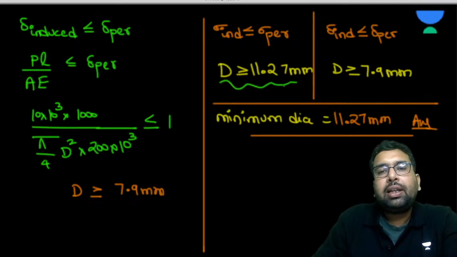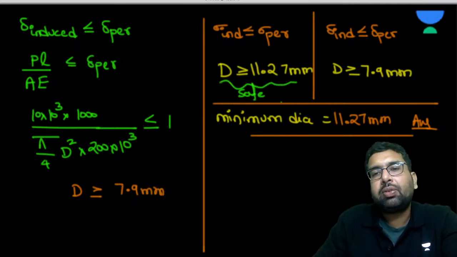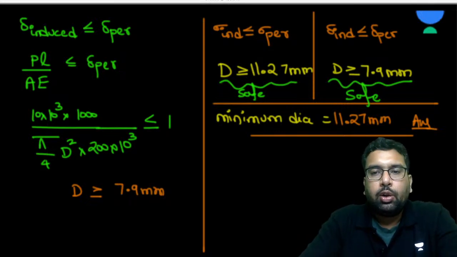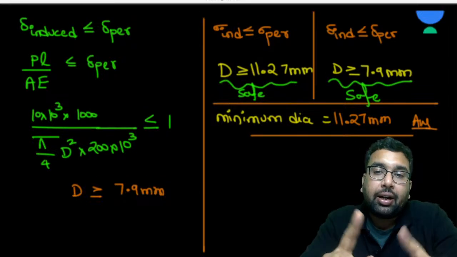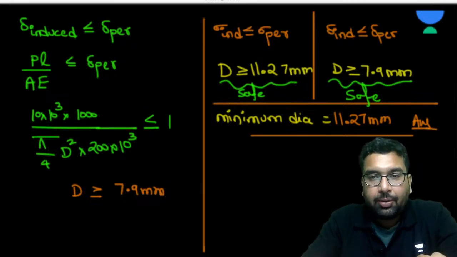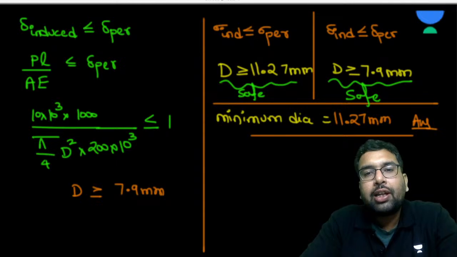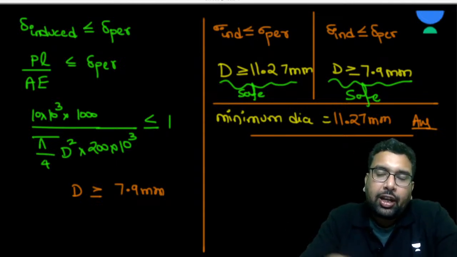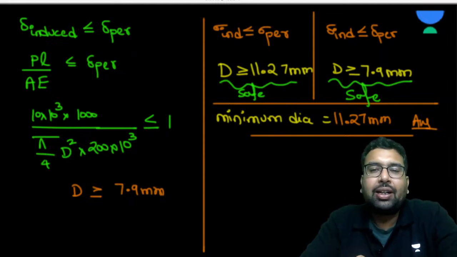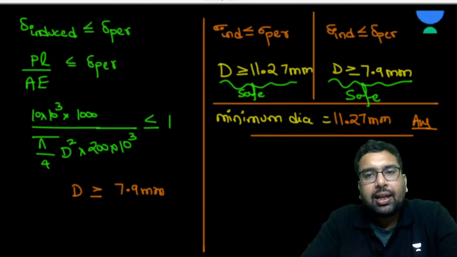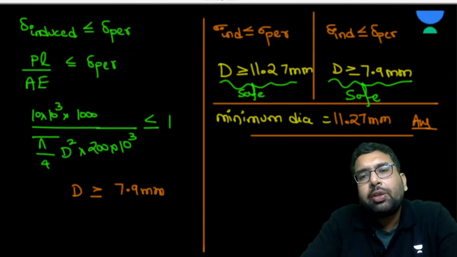So this is basically the safe condition in this particular criteria, and this is the safe condition in this criteria, right? So what is the safe condition in the first? It says if the diameter is more than 11.27, then only you will be safe. So if you answer 7.9, 7.9 is very well below 11.27, isn't it? 7.9 is very, very below 11.27. Do you agree or not?